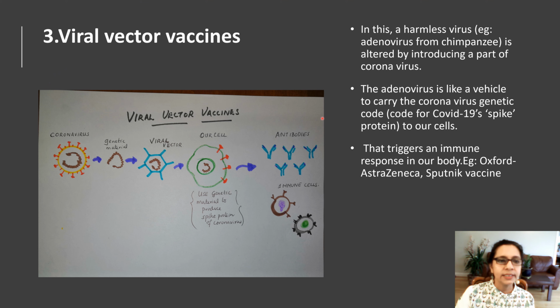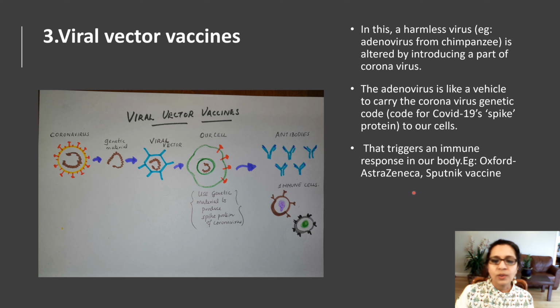So moving to the third type, viral vector vaccines. From the name itself, it is evident that we need a vector for this type of vaccine. In this, a harmless virus, for example an adenovirus from a chimpanzee, is altered by introducing a part of the coronavirus. The adenovirus is like a vehicle to carry the coronavirus genetic code, here the code for the COVID-19 spike protein. So the adenovirus is the vector here, that triggers an immune response in our body.